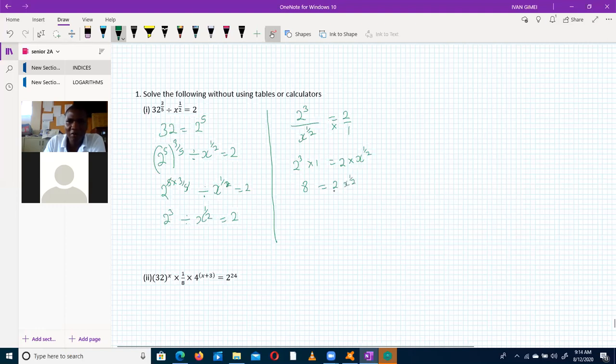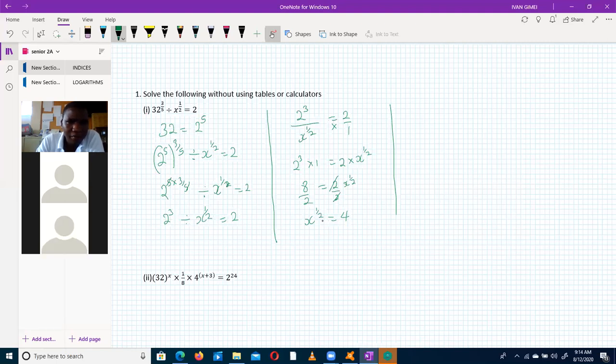What do we do next? We remove the 2, divide by 2 here, divide by 2 there. This and this will cancel. My x power half is the same as 4. Now, what do we do here? What do you do next? Who can tell us what to do next to get the value of x?